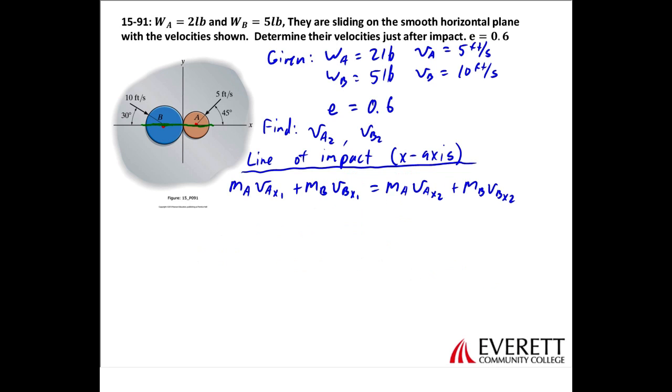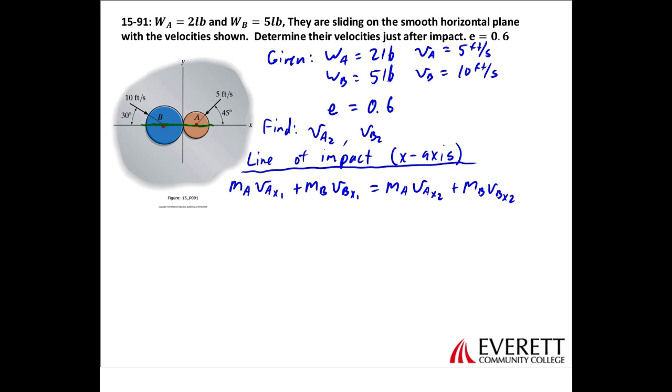Okay, I just consolidated the equation there a little bit to give myself some more room. So we have mₐvₐₓ₁ plus m_b v_bₓ₁ is equal to mₐvₐₓ₂ plus m_b v_bₓ₂. So that's our conservation of linear momentum. There's one other equation we're going to be using along the x-axis, and that's the coefficient of restitution.